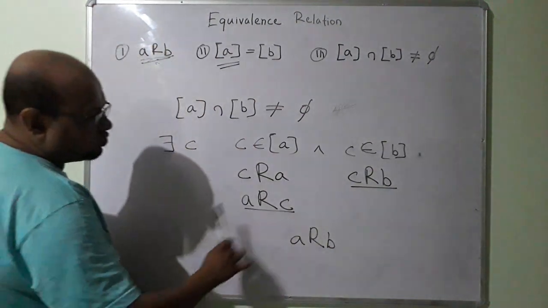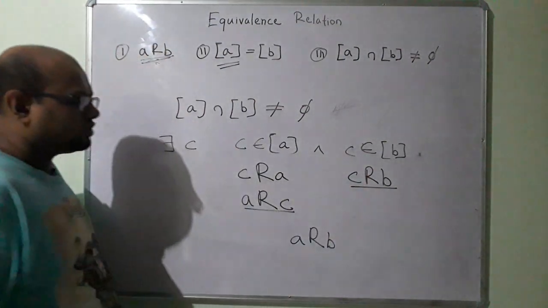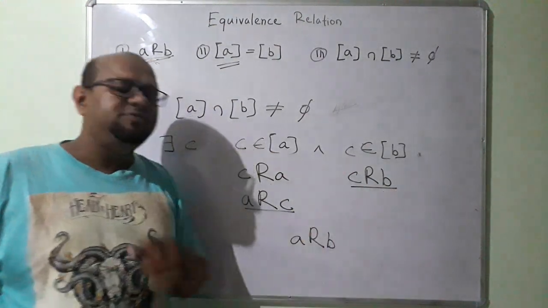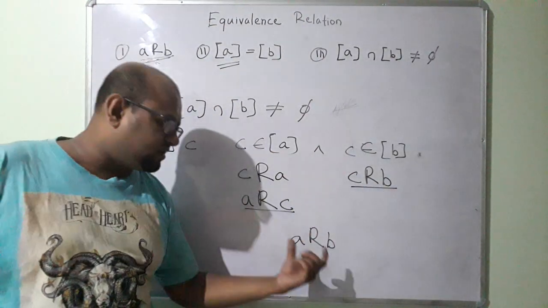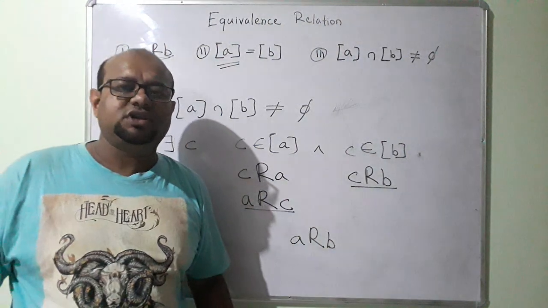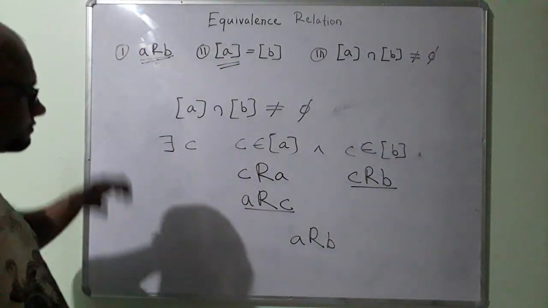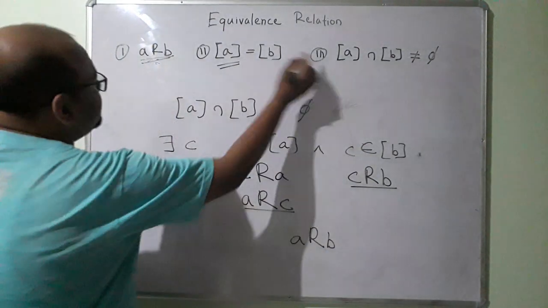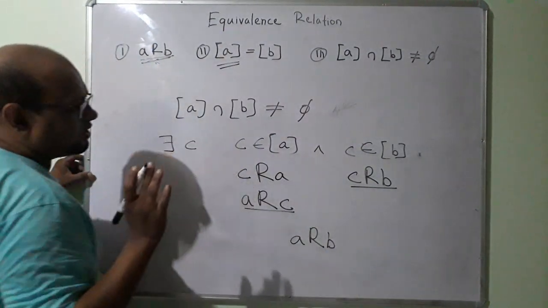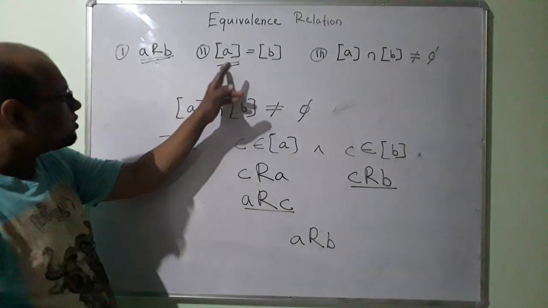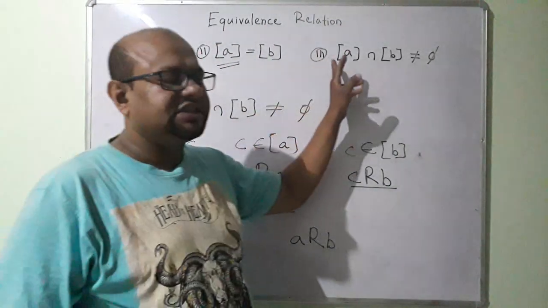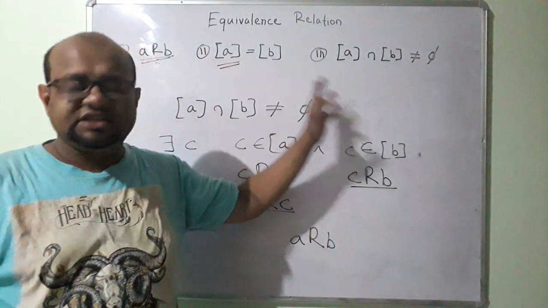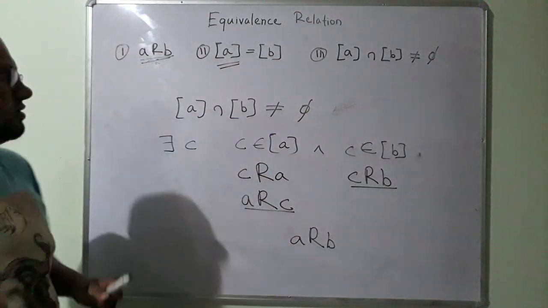This ARC is true. CRB is true. Therefore, ARB is also true. That means AC belongs to the relation. CB belongs to the relation. The relation is transitive. Therefore, AB also belongs to the relation. Alright. So, that is how we have shown that 3 implies 1. So, we have shown 1 implies 2, 2 implies 3 and 3 implies 1. So, that is how we have shown that the 3 statements are equivalent.